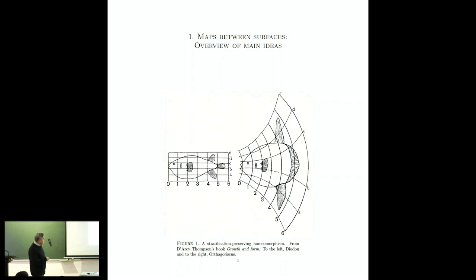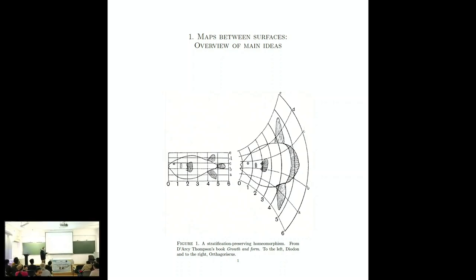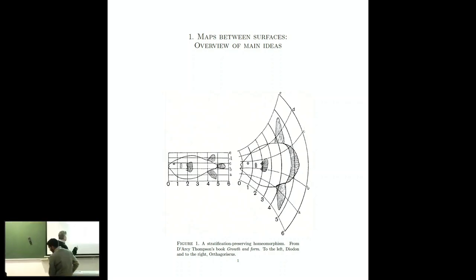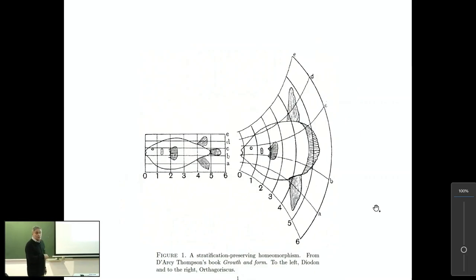So in the fish there are several strata. There are the wings, there are the eyes. You want the map to send the eye to the eye. You want it to send the mouth to the mouth. Of course, there may be other maps in terms of mathematics, other homeomorphisms between this fish and this fish. But in this biology theory, you want the maps, for instance, to send this tail to this tail and so on. So this is called a stratification preserving homeomorphism.